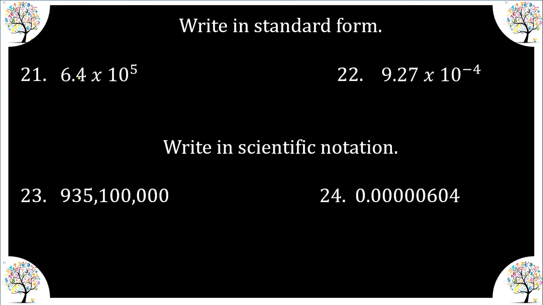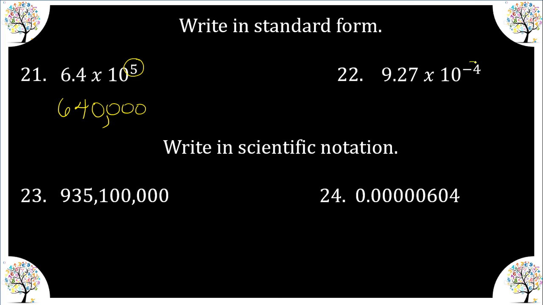Okay, now let's move into scientific notation. We're going to write these scientific into standard. Remember, if it's a positive exponent, we're making a large number, so we're going to move our decimal to the right 5 times. So 6, and we move it 1, 2, 3, 4, 5. So the exponent tells us how many times to move the decimal.